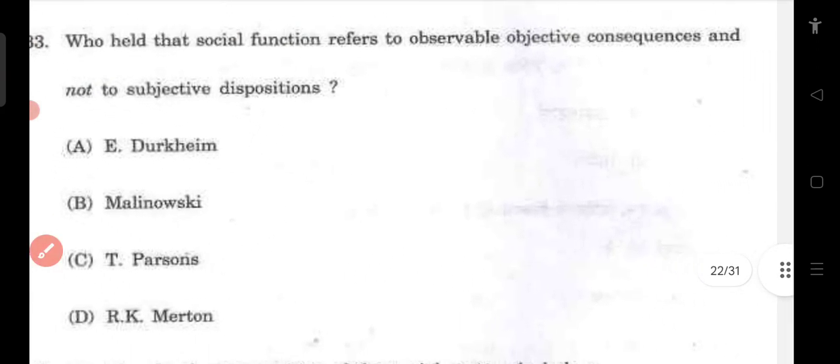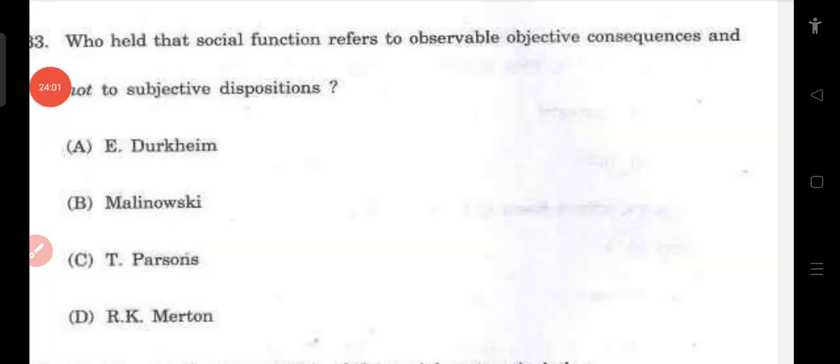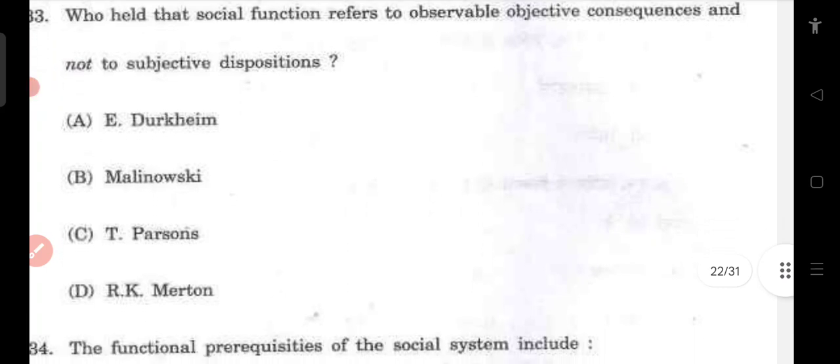Question number 33 is asking who held that social function refers to observable objective consequences and not to subjective dispositions.